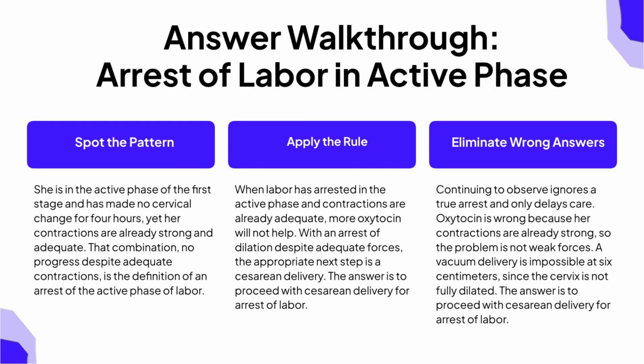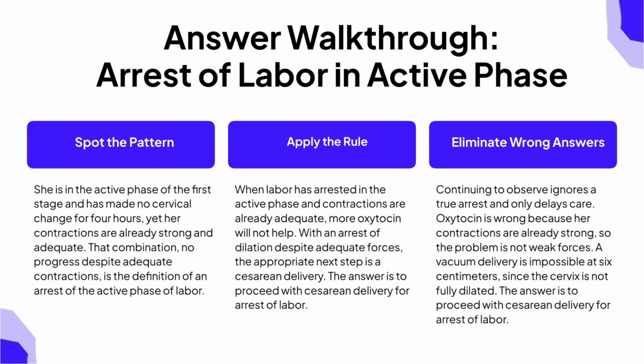Let us break this down step by step. Step 1. Spot the pattern. She is in the active phase of the first stage of labor, and she has made no cervical change at all over 4 hours. Yet her internal monitor shows that her contractions are already strong and adequate. That exact combination, no progress despite adequate contractions, is the textbook definition of an arrest of the active phase. Step 2. Apply the rule.